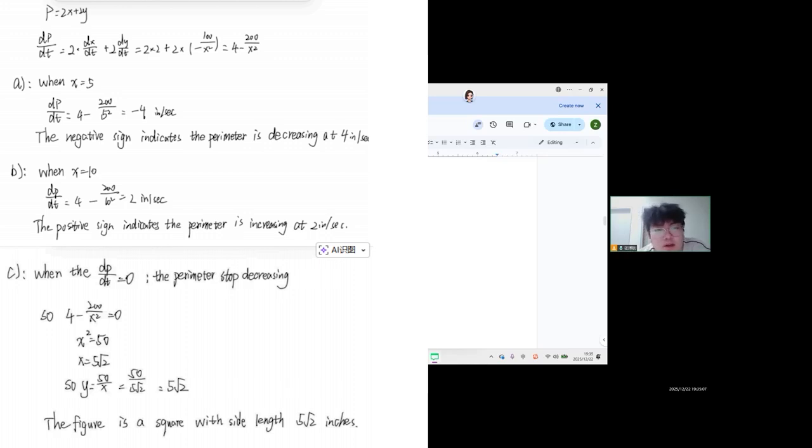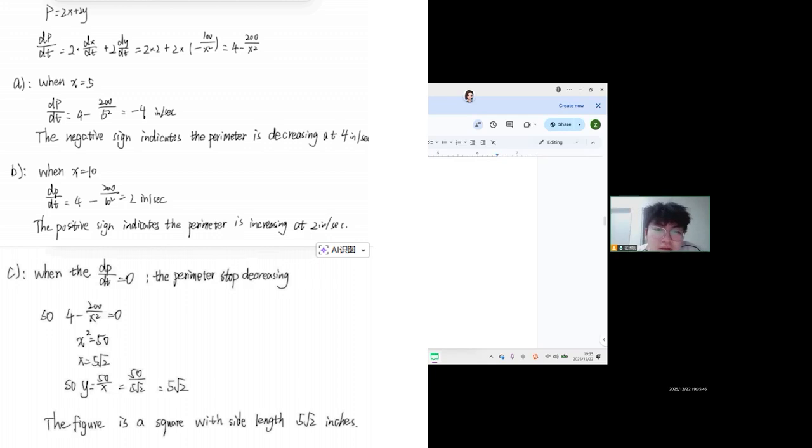So we look at question A. When x equals 5, we get 4 minus 200 over 5 squared. Its answer is negative 4. So we get the answer: negative, in this case the perimeter is decreasing at 4. Now we look at question B. When x equals 10, it is the same principle as in question A.